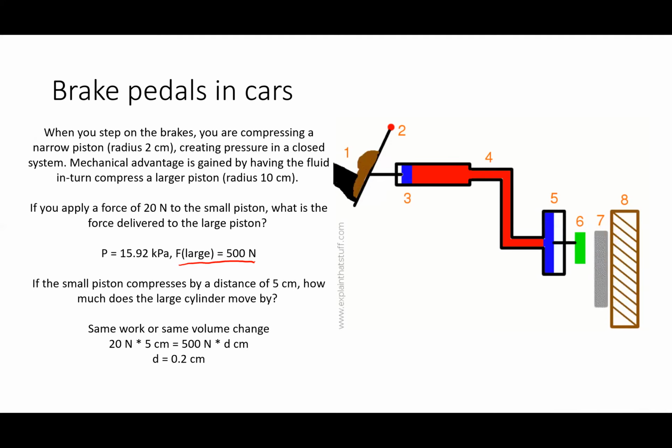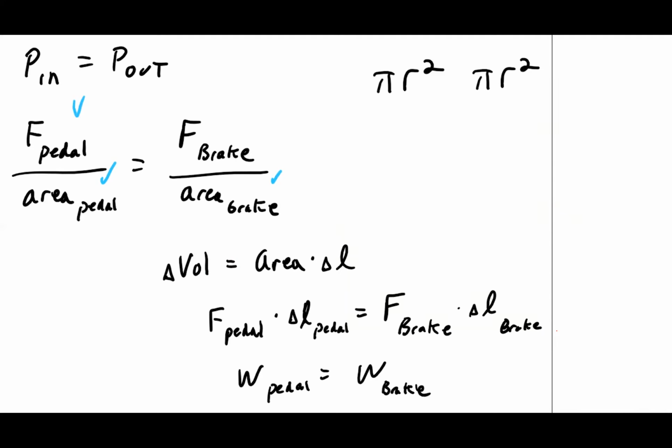And the reason that doesn't mess up conservation of energy is related to the difference in the change of the length moved by the pedal cylinder and the brake cylinder. Because those delta L's are different, even though the forces are different, the work done at the pedal and the work done on the brake disc are the same.